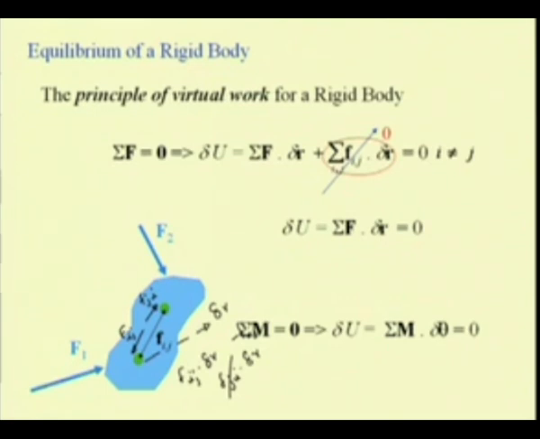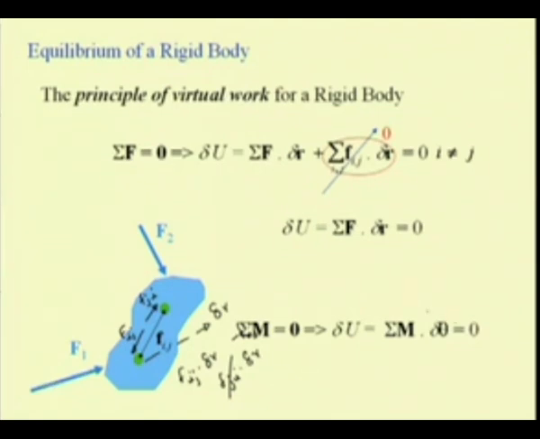So, that is this condition sigma m equal to 0, and now we can write the virtual work done by the moment of the constituent forces. We can write this equation, that is delta u, where delta u is the virtual work done by the moments of these forces for causing a virtual angular displacement delta theta. So, we have this delta u as sigma m dot delta theta, which has to be also 0.